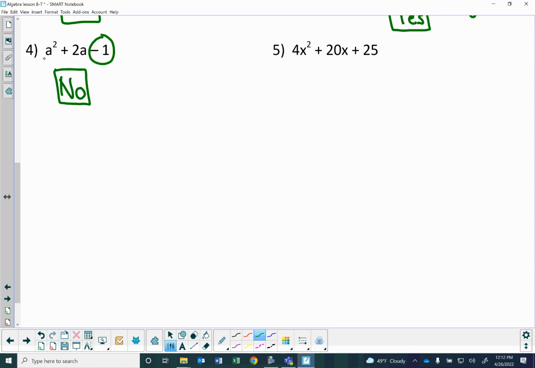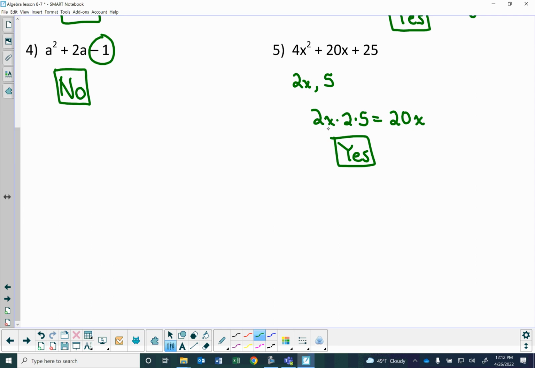And number 5, 4x squared plus 20x plus 25. Okay, my a term would be 2x, my b term would be 5. So my middle term should be 2 times 2x times 5, which would be 20x. Oops, 20x. I almost wrote down 10x. And my middle term is indeed 20x. So yes, this is a trinomial square, or a perfect square trinomial.